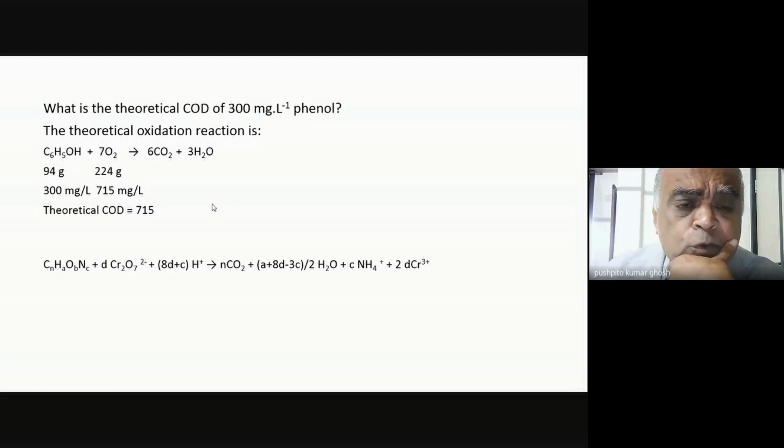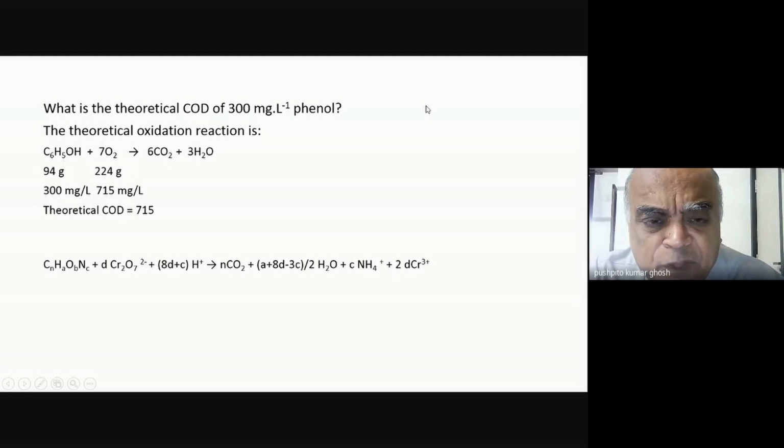And suppose you get a value which is much higher, you will know that there are other constituents which might also be contributing to the COD. So you'll get a quick grasp. These numbers will then start taking some meaning. Otherwise, it just looks like a number that came from nowhere. It's not that.